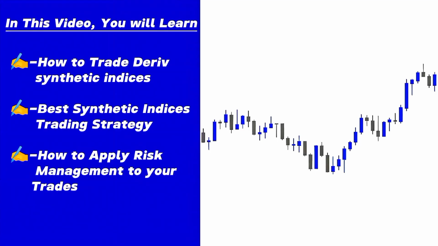So in case you're using a small account or a big account, you know how much you can risk on a trade when you're using this trading strategy and in general in trading synthetic indices in the market. Now, let's get to it.